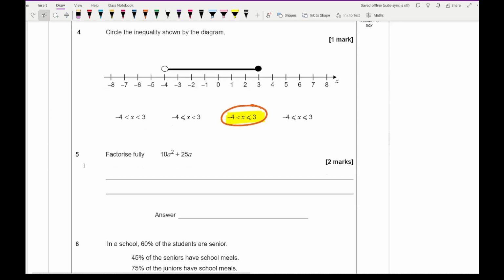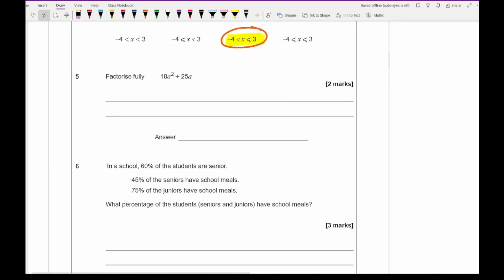For question 5 it says factorise fully 10a squared plus 25a. So taking the biggest common factor of 10 and 25, which is 5, and the smallest power of a, which is just a, then think: 5 times what gives you 10? That's going to be 2. I've got a but I want a squared, so I need another a. Then move on to the next term: 5 times what gives me 25, which is 5. I've got 1a and I need 1a, so that's fine. So there is my final answer.